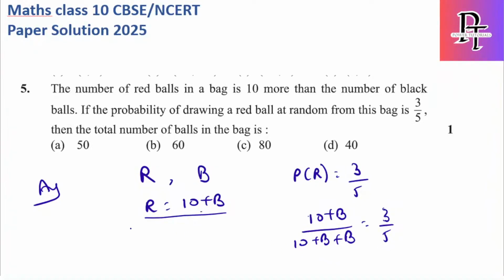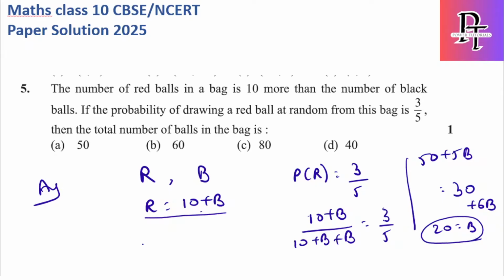Okay, so if I do cross multiplication, I will get 50 plus 5b is equal to 3 times 30 plus 3 into 2b is 6b. So if I move 30 to the left side, 50 minus 30 is 20, 6b minus 5b is b, so b value is 20. R will become 10 plus 20, which is 30. They're not asking R or B, they're asking total number of balls. So it should be 30 plus 20, which is 50.